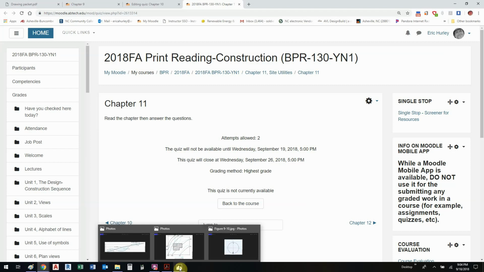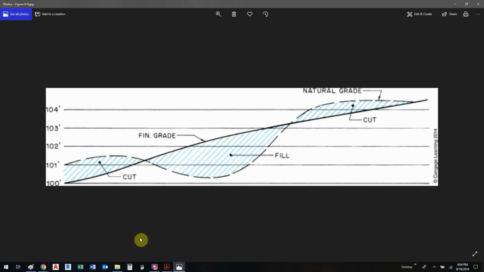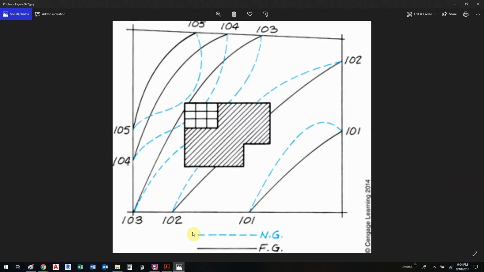elevations. If we look at a side view versus the overhead view, we have different lines that represent different things. We have the natural grade. That's what NG stands for, natural grade. The dotted line represents the natural grade, and then we have the finished grade, which is the dark line.